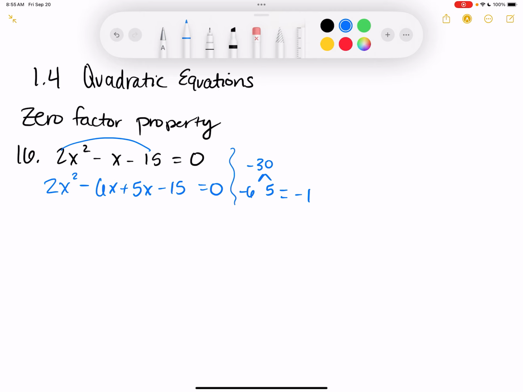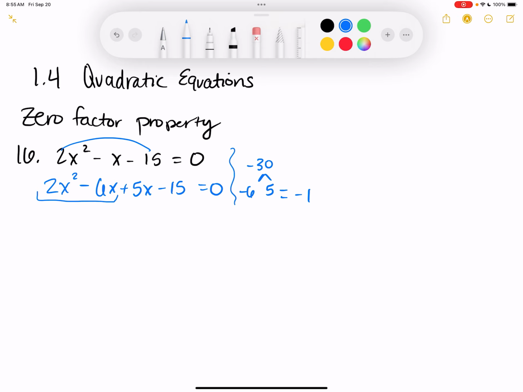Factor by grouping. And just as a reminder, it doesn't matter which order I write these middle terms in. I could write 2x squared plus 5x and then minus 6x minus 15. It's not going to change anything. I usually try to set them up so that I can factor things out nicely, but you don't have to do it any particular way.